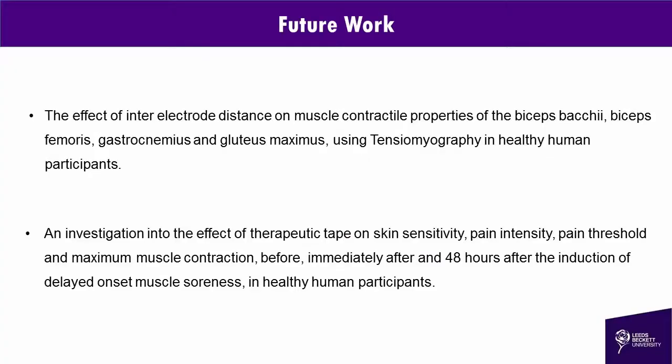I just wanted to add in the future work, because of some work that we're doing after this. The future work off the back of my study is that Ash and I are going to be looking at interelectrode distance on more muscle groups: the biceps brachii, the biceps femoris, gastroc, and the glute max. Again, we're just going to be varying the interelectrode distance. We've got ethical approval for this and we'll probably be starting in September.